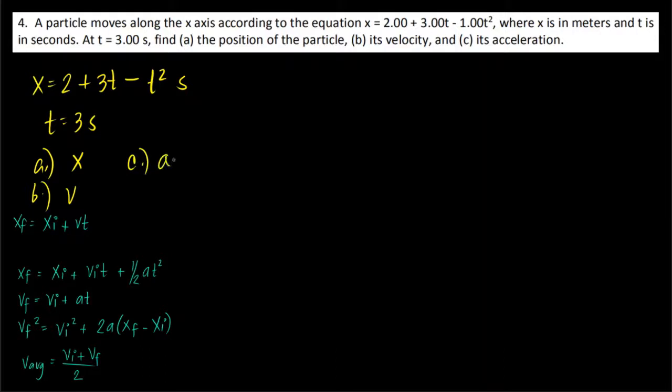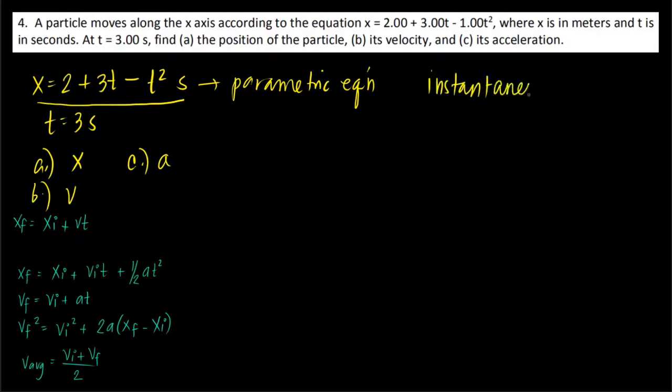And C, the acceleration. What we call this equation is a parametric equation. We have a parameter, and our parameter is time, so that we are able to get our x, or displacement, or position, or distance, depending on what you prefer. Calculus is used in physics if you want to look for the instantaneous values, so instantaneous acceleration, velocity, or position.